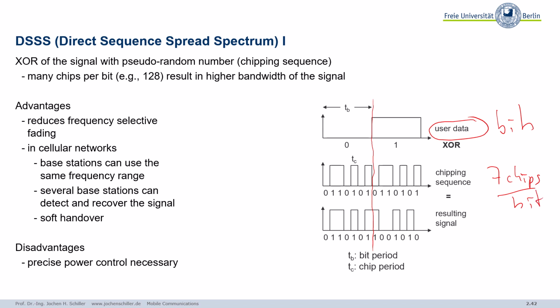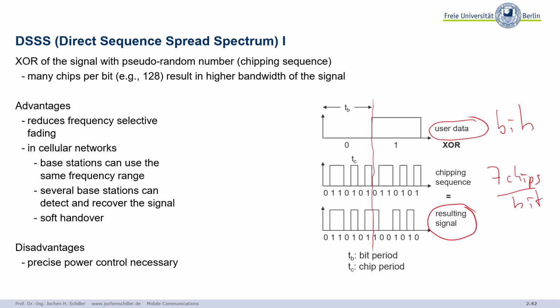So the chipping sequence will thus create a 7 times higher bandwidth of the signal. 7 times higher compared to the original bandwidth we need for our narrowband signal. So this is all done in the digital domain. So we simply XOR our bits with a chipping sequence, creating a chip stream with, in this case, 7 times more chips per second compared to bits per second, resulting in a 7 times higher bandwidth requirement. So we have a resulting signal, and this is actually the spread signal.